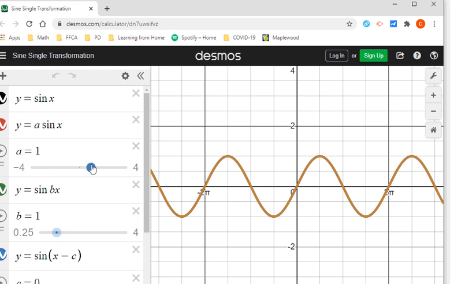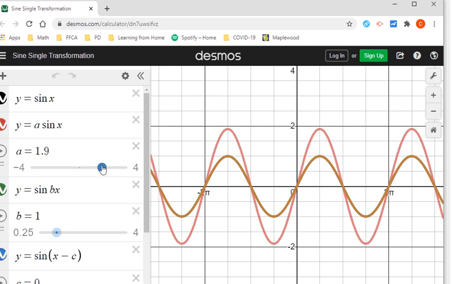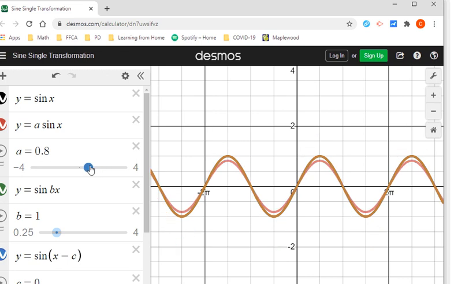So if I bring this up to a 2, stretch vertically by a factor of 2, oh, there we go. It's twice as high vertically. And if I went to something smaller than 1, then we'd say it's stretched vertically by a factor of 1/2. So the amplitude is now 1/2. So whatever this number is multiplied in front of our sine function, that will tell us the amplitude.